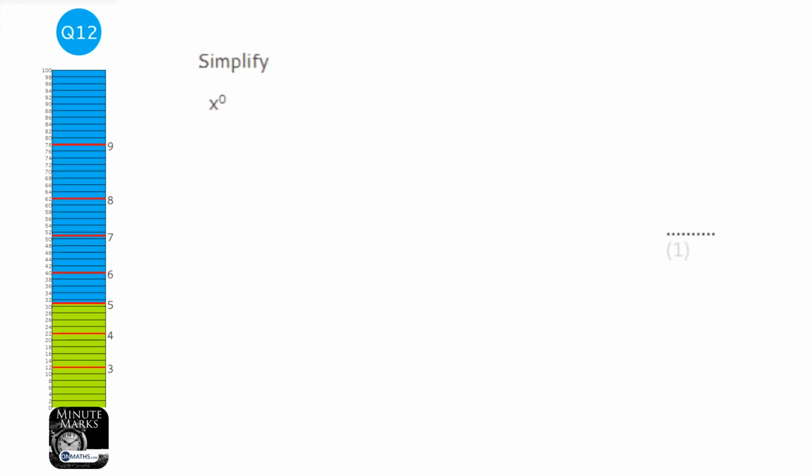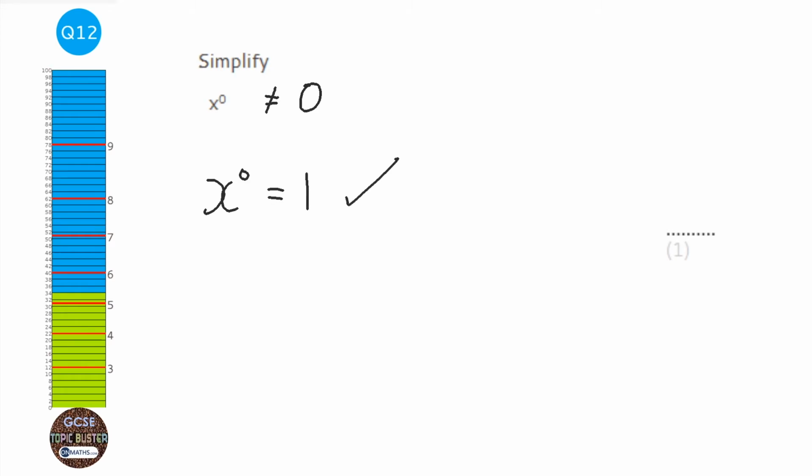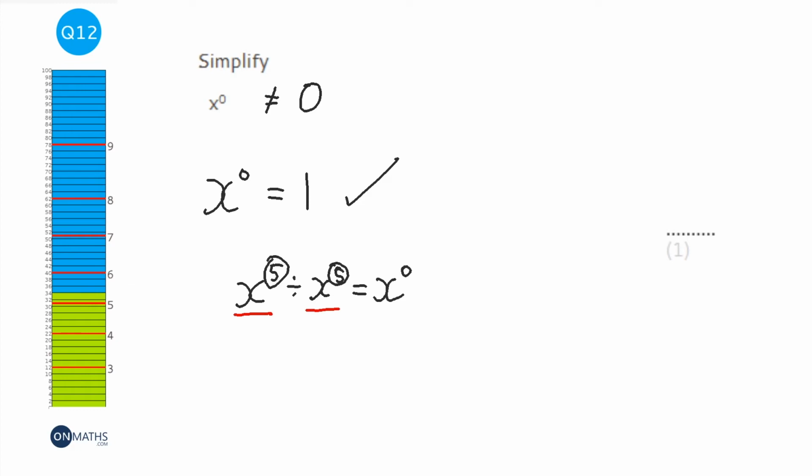Okay, I understand the temptation in this question to say that the answer is 0. Please do not write that. Anything to the power of 0 is not 0. Anything to the power of 0 is 1. Now you can think about this. If you do x to the power of 5 divided by x to the power of 5, then the rule is that you take away the indices when you divide them. So it's x to the power of 0. And we know that any number divided by itself is always equal to 1. So the answer to this question is always going to be 1. Just try and remember that. Anything to the power of 0 is 1.